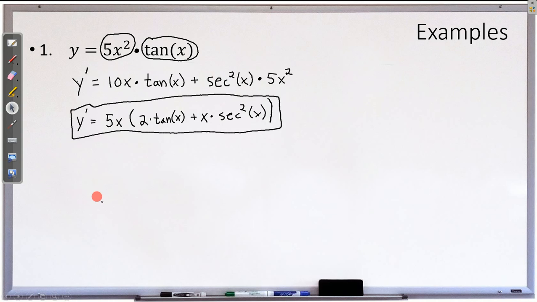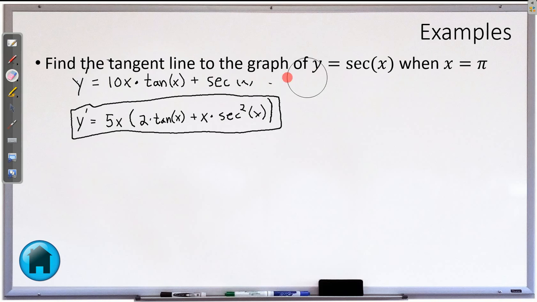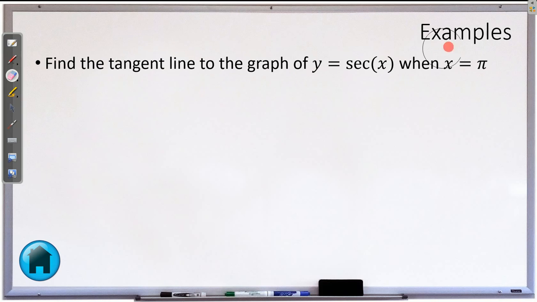All right, one more for us to try here. So not just a simple derivative. Find the tangent line to the graph of secant x when x is equal to pi. So I want the tangent line this time. So remember, for a tangent line you need two things. You need a slope and you need a point. So let's start with the slope. Of course, another word for slope is derivative. So we need to find the derivative, y prime.